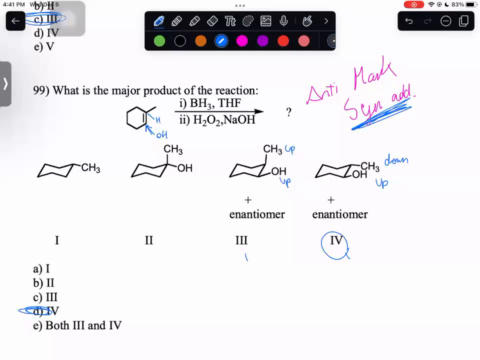Yeah. The groups, in this case, the methyl and oxygen, they are trans to each other because the syn relationship is only between alcohol and hydrogen. The new things that we add, that's it.